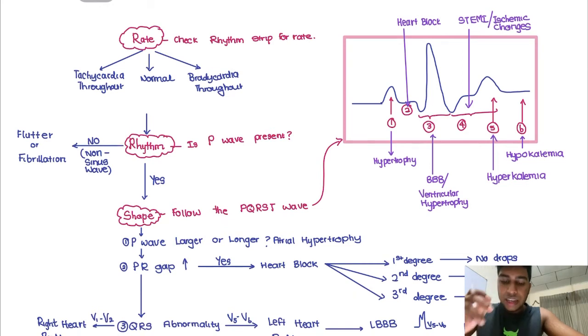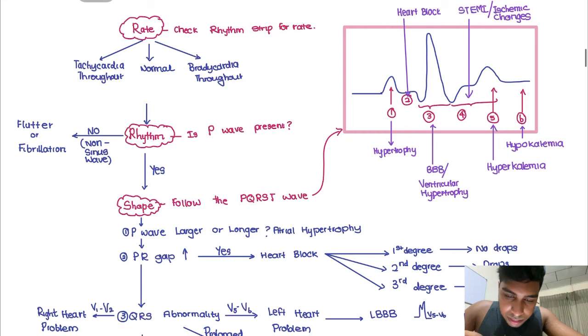Next, you check for the rhythm. The easiest one is always the rhythm strip. You check if a P wave is present. If it is not present, it is going to be either a flutter or a fibrillation. It could be of ventricular or atrial origin. First, you check the rate, then the rhythm.